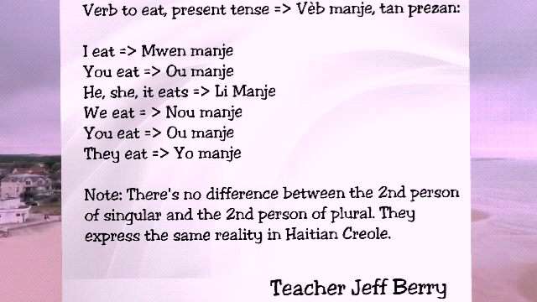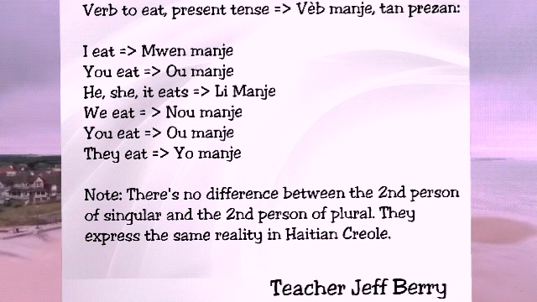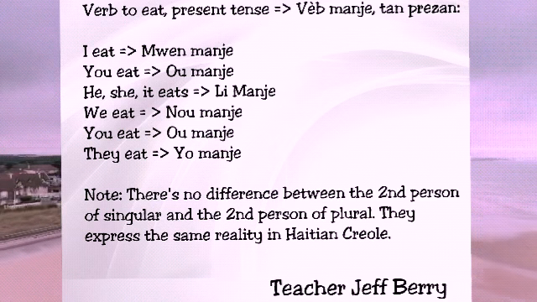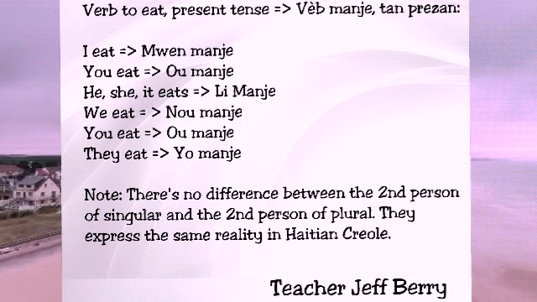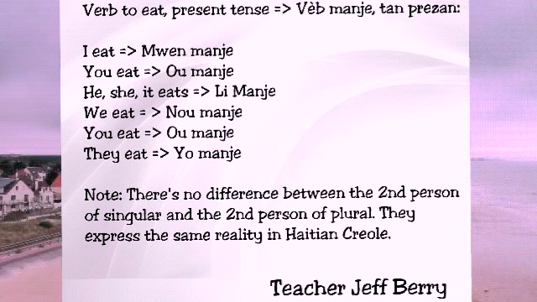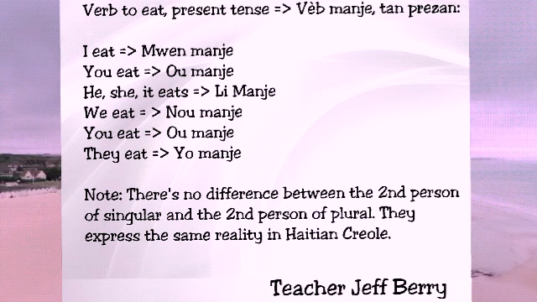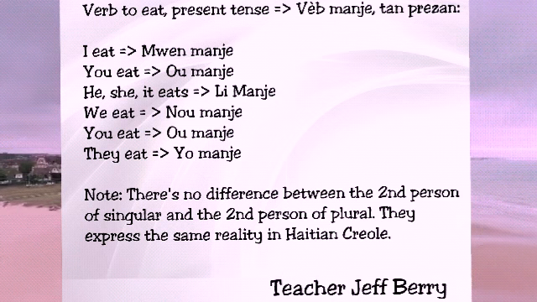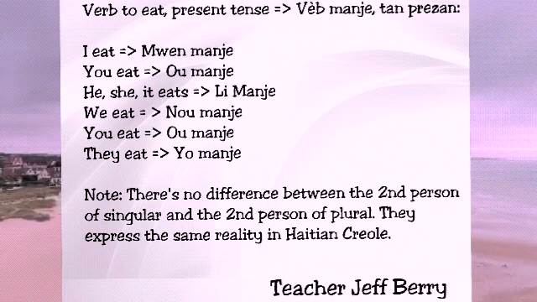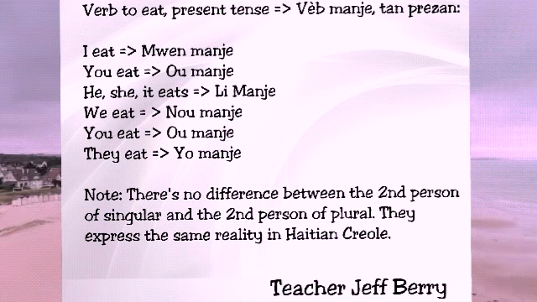I just talked about the pronouns. Now let's jump into the verb. Let's try to conjugate a verb with the pronouns. Verb to eat, present tense. Verbe manger, temps présent. I eat, moi manger. You eat, ou manger. He, she, it, eats, li manger. We eat, nous manger. You eat, ou manger.